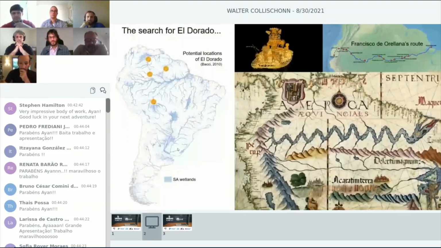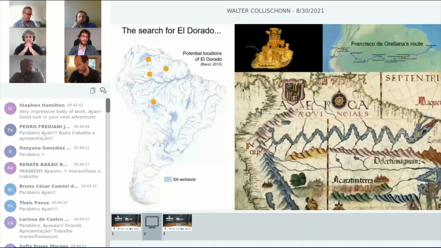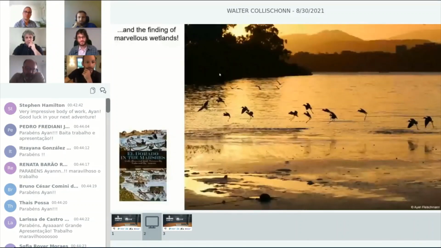And we'll start in the 16th century, when many European explorers came to the continent and looked for the legendary El Dorado, the city of gold, whose location was unknown, and it is still unknown if it ever existed. Here you can see a map of the South American wetlands, and all these gold medals are the potential locations of El Dorado. And indeed, they look very much to be located around wetlands. And actually, that is what these explorers found. They found marvelous wetlands instead of El Dorado. These wetlands are full of unique biodiversity and, of course, very often these golden landscapes.